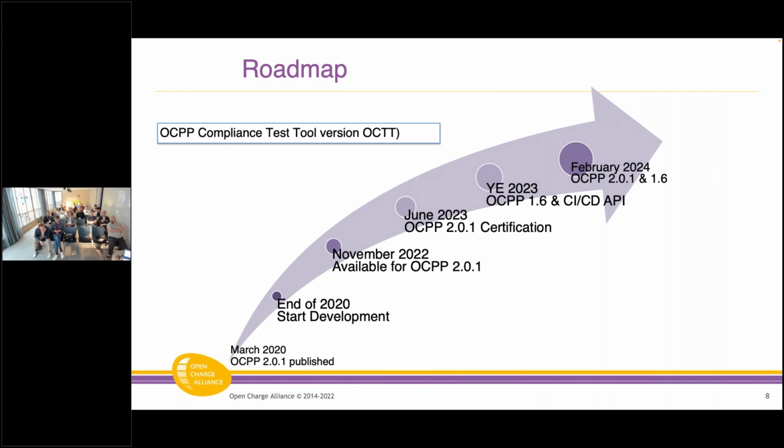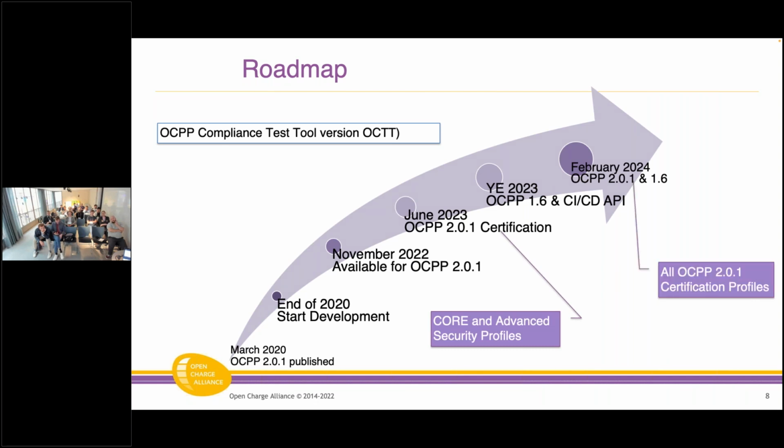I already said that this was focusing on the core and advanced security, and this is now focusing on all of the certification profiles. And in the end, of course, the next step will be for next year. Once OCPP 2.1 is published, we have to add this to the system as well. So that's the roadmap that we're in. Of course, these dates are tentative, but I think there are some pretty strong incentives for all of us to make sure that we get the February timeline at least, so we're in time for the US NEVI funding circus to start. So that's the high-level roadmap.